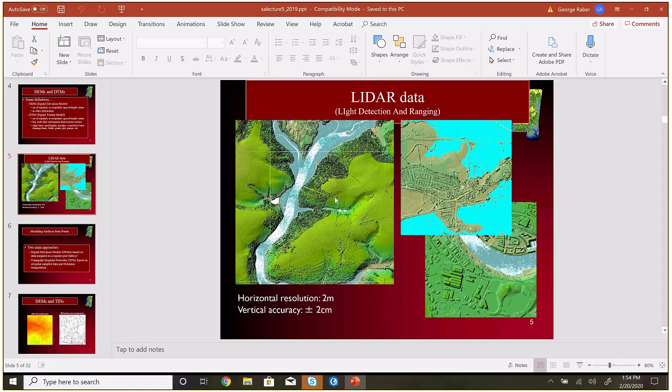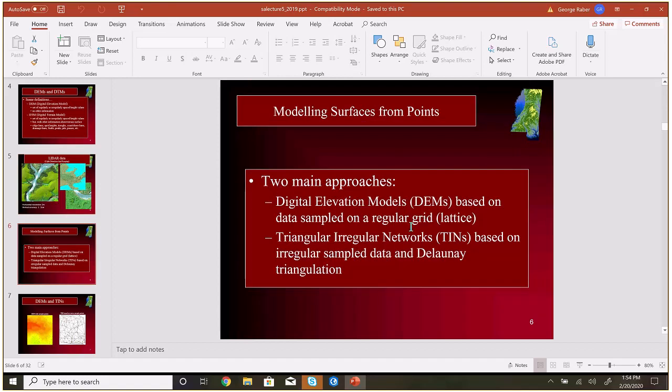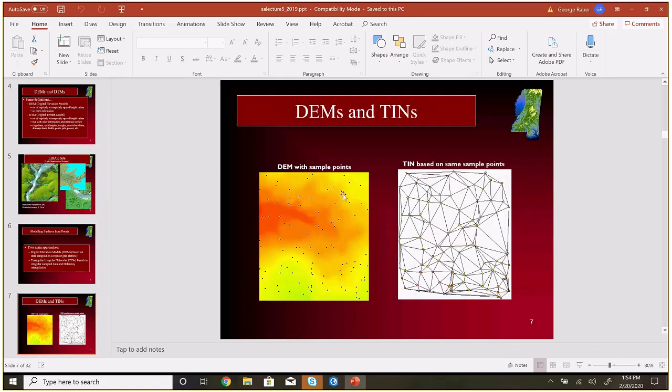So every 2 meters, we determine what the value is, and sometimes there's a point pretty close by, and sometimes there's not. Okay? That process usually is called interpolation. Another method for creating a digital elevation surface or a terrain surface is using a triangulated irregular network, a TIN. Okay. So here's the difference between what we're talking about.